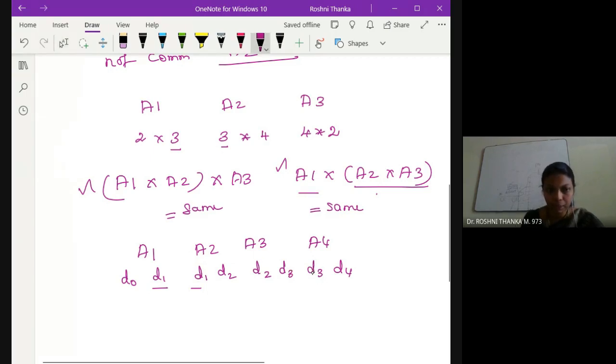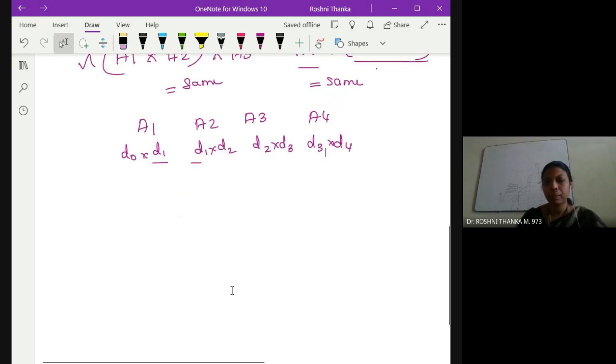So okay, this is the dimension of this one, and this is the dimension of this one, and this is the dimension of this one, and D3 and D4 are the dimensions of A4. So now I have four matrices at a time. As I said earlier, we cannot multiply these four matrices together at a time. Only two matrices can be multiplied at a time.